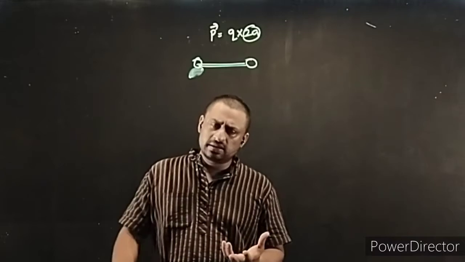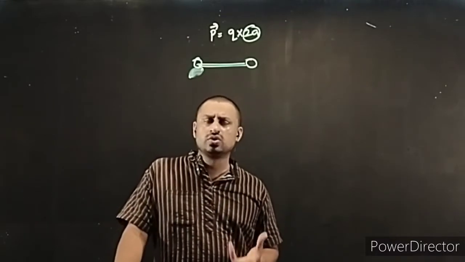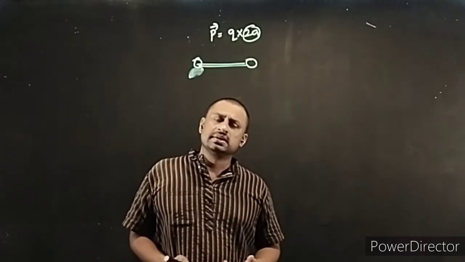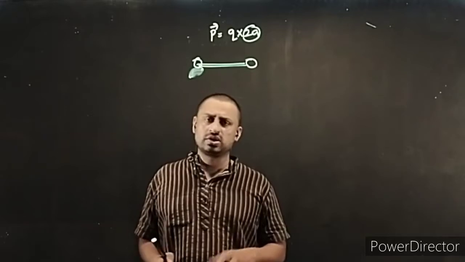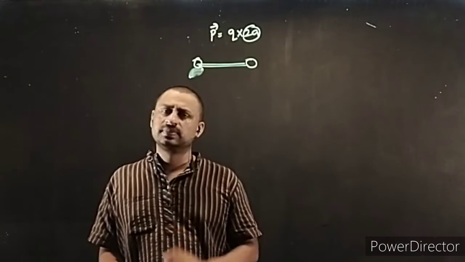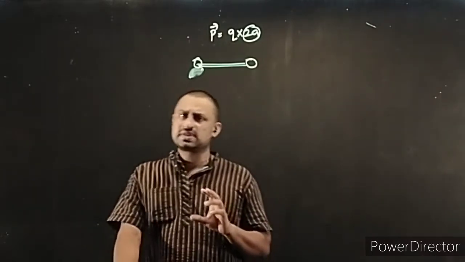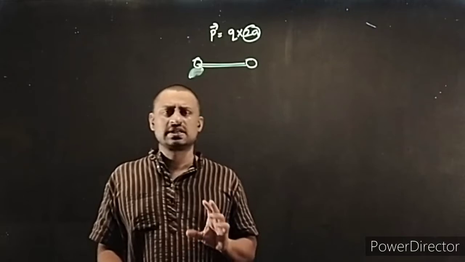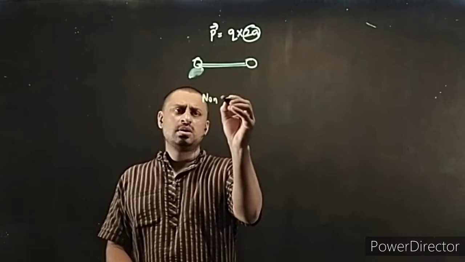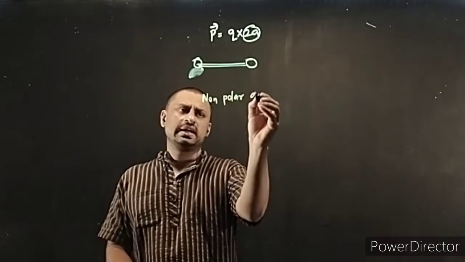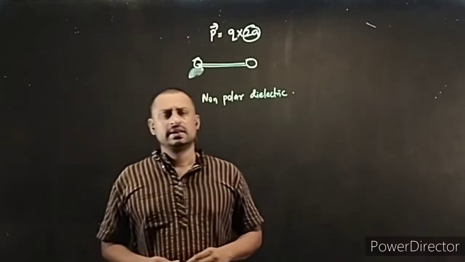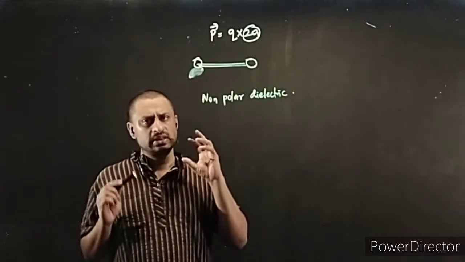So if you take a molecule of O2 or hydrogen H2 gas, or carbon dioxide, O2, H2, CO2, all such molecules, the positive charge center and the negative charge center coincide. So if you find the dipole moment of such materials, the net dipole moment will be 0, and we call it non-polar dielectrics, because it doesn't have polarity. The positive charge center and the negative charge center coincide.